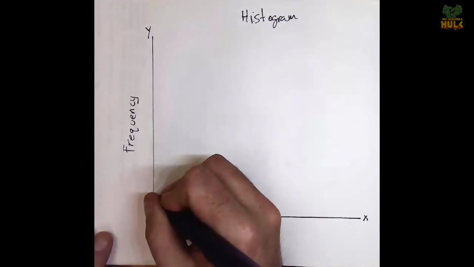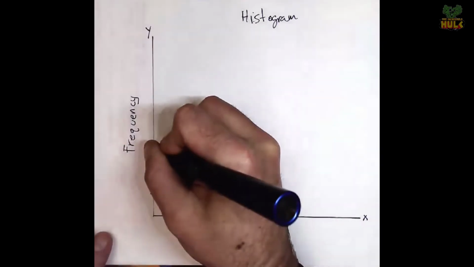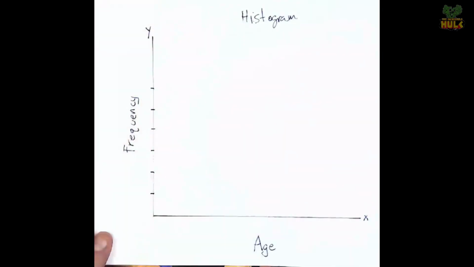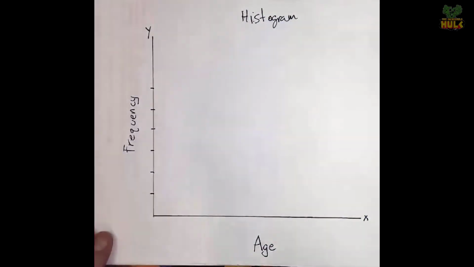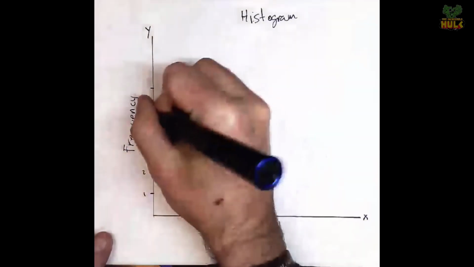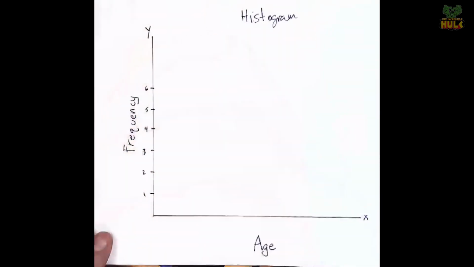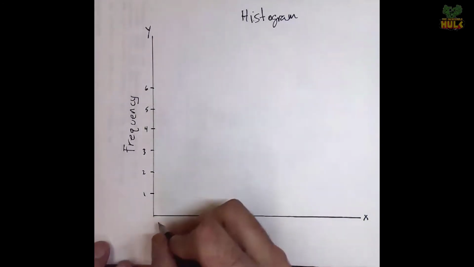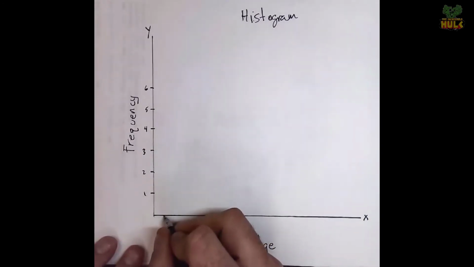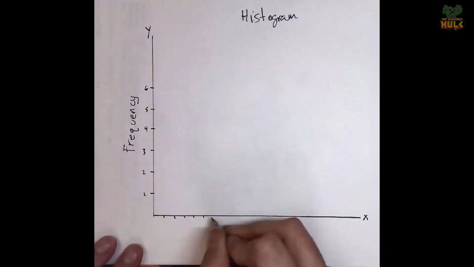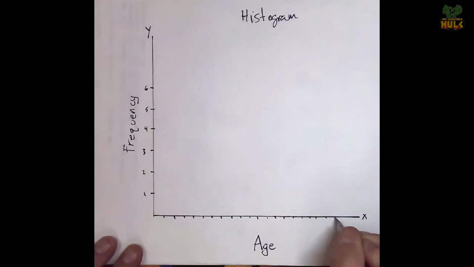We'll mark off some spots here. 1, 2, 3, 4, 5, 6. All right, I'm not super concerned that these are equally spaced right now. Okay, guys. 1, 2, 3, 4, 5, and 6. Now, we need to do the whole x-axis. We know it goes from age 18 all the way to age 40. So, 18, 19, 20.